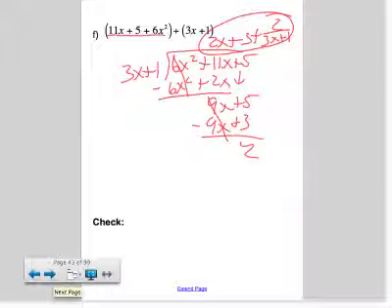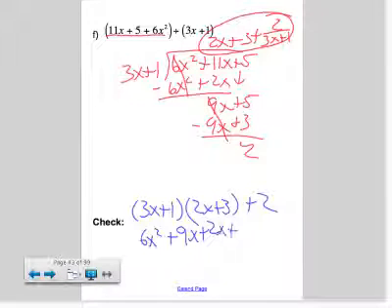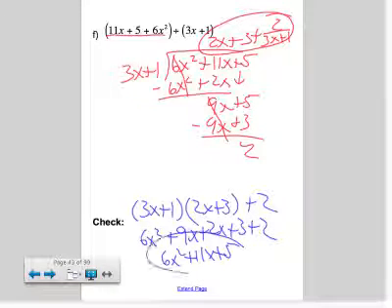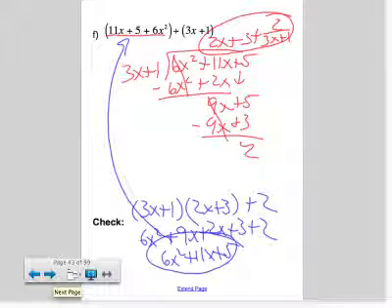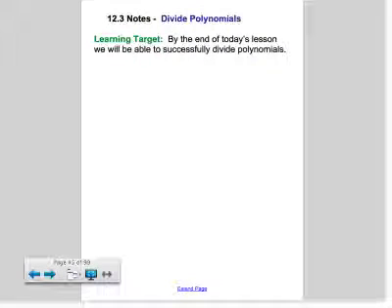And again, just like we've done every other example, we're going to go ahead and check this thing. So I have 3x plus 1 times 2x plus 3, plus 2. FOIL it out. 6x squared plus 9x plus 2x plus 3 plus 2. 6x squared plus 11x plus 5. Hopefully that is the same as that. Which it is, just different orders. So we're good. Alright, so that pretty much is 12-3.